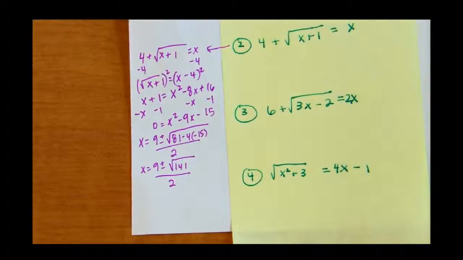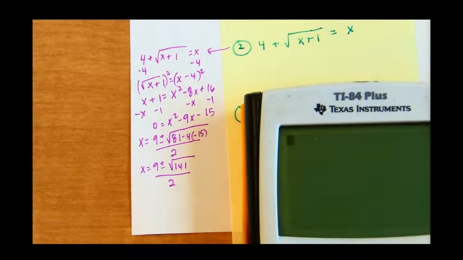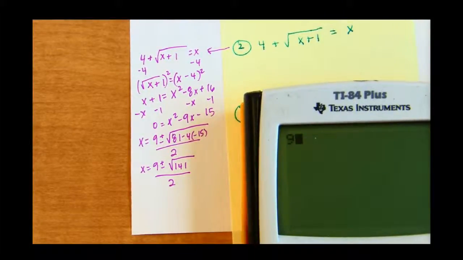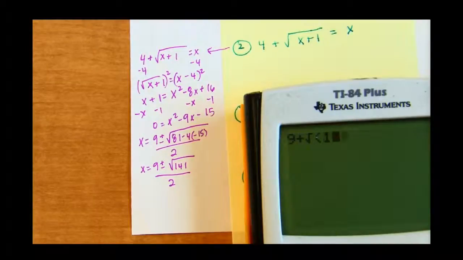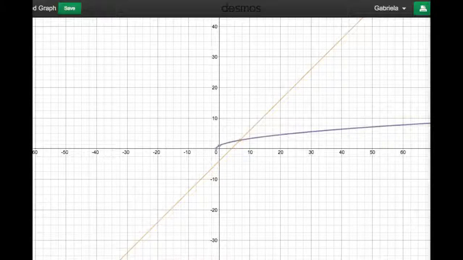So in order to check my work, I'm going to type this into my graphing calculator to see if I can figure out which of those solutions is actually my solution. So 9 plus the square root of 141. I'm going to take that whole thing and divide it by 2. And I get 10.437. Well, that didn't match up with this solution over here, so that can't be right.